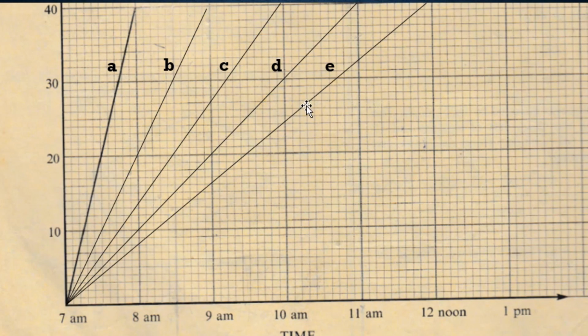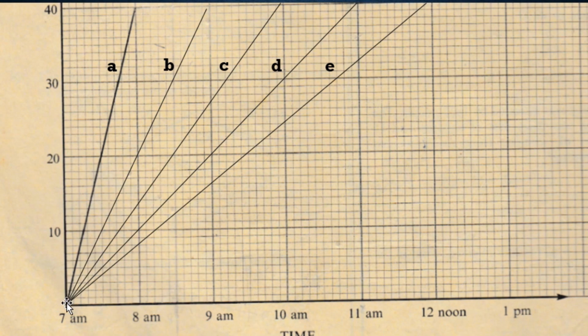One thing you're supposed to know about these lines here, they are showing a certain distance covered within a given time. For example, A shows that the person covered 40 kilometers within an hour, because it's from here to here, that's from 7 to 8. So he covered 40 kilometers within an hour. We can say that the speed was 40 kilometers per hour.